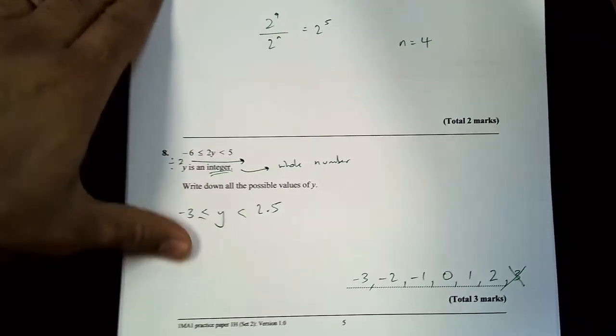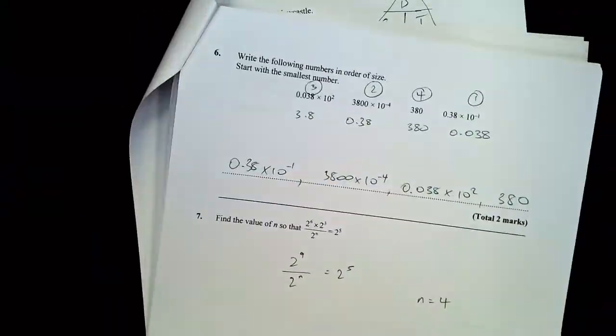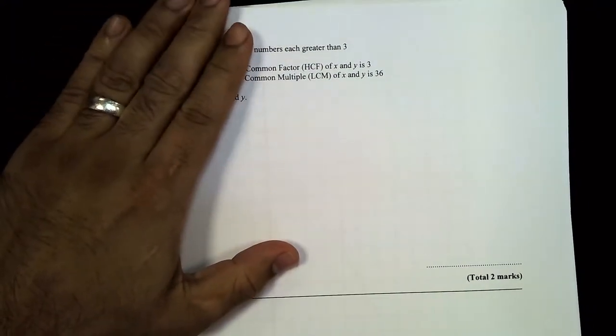Next, question 8. X and Y are two numbers, each of which are greater than 3. The highest common factor of X and Y is 3. The lowest common multiple of X and Y is 36. Find X and Y. Oh, sorry. There it is.